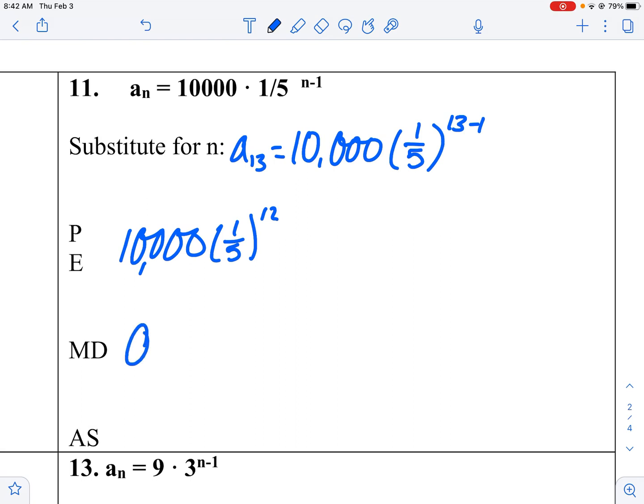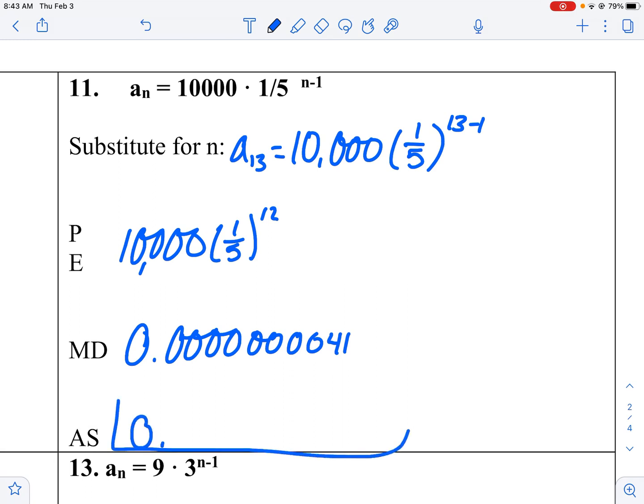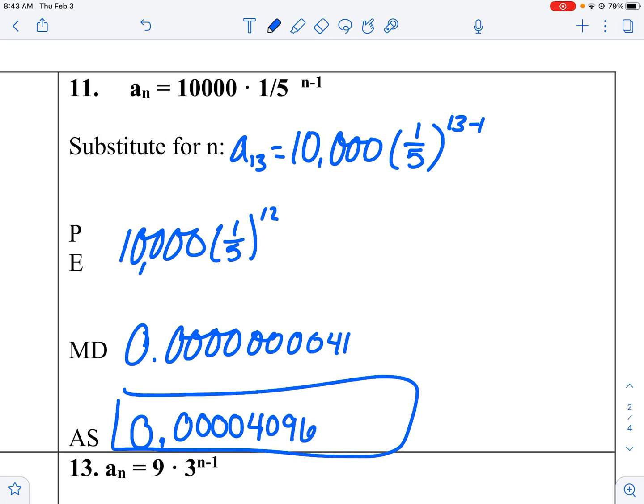Okay, so I've got 0 point, and how many zeros do I have? 1, 2, 3, 4, 5, 6, 7, 8, and then 4, 1. I think that's the number. And if I take 10,000 times that number, I would get 0.04096 is my final answer.